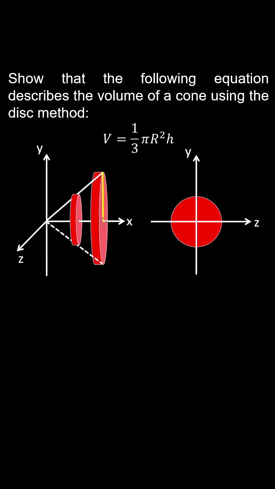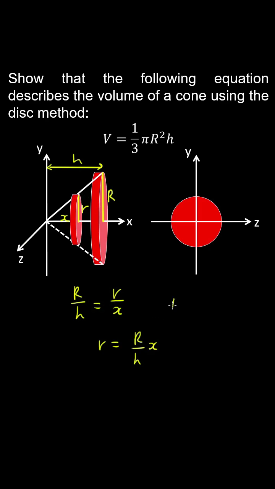Let's show the following equation describes the volume of a cone using the disk method. Well, given the cone has some radius R and some height h, and the radius somewhere along the height is defined as r, which is at some distance x from the apex. Then by similar triangles, we can write r on h is equal to r on x, and therefore r can be written as R on h multiplied by x, and that's the radius of any disk along the height.